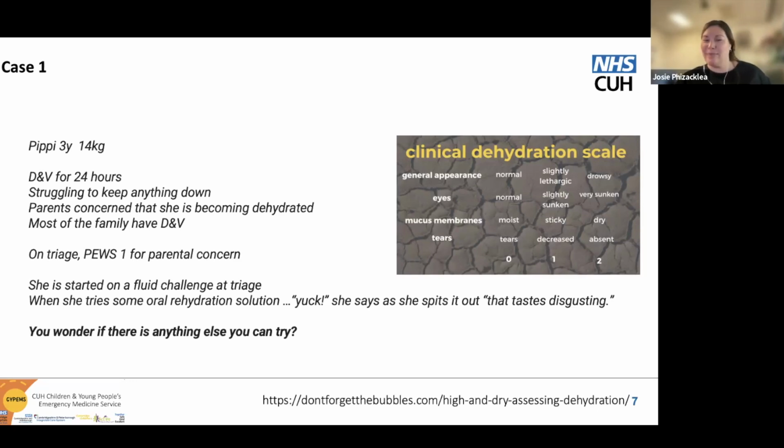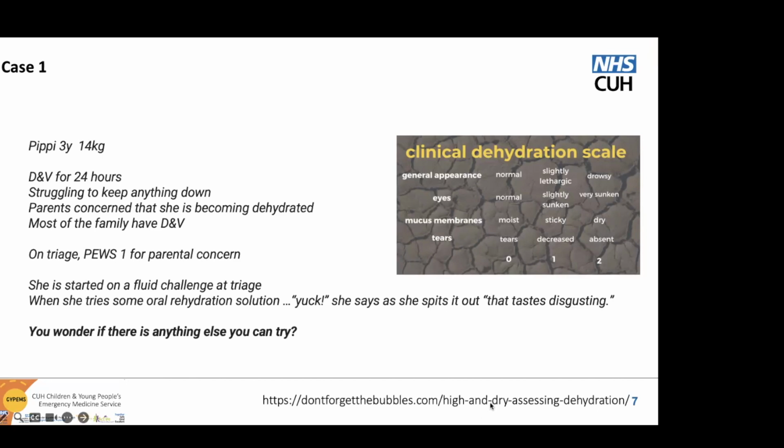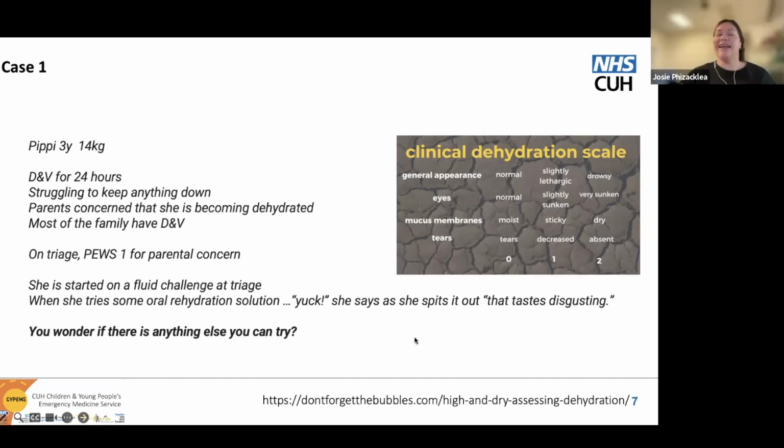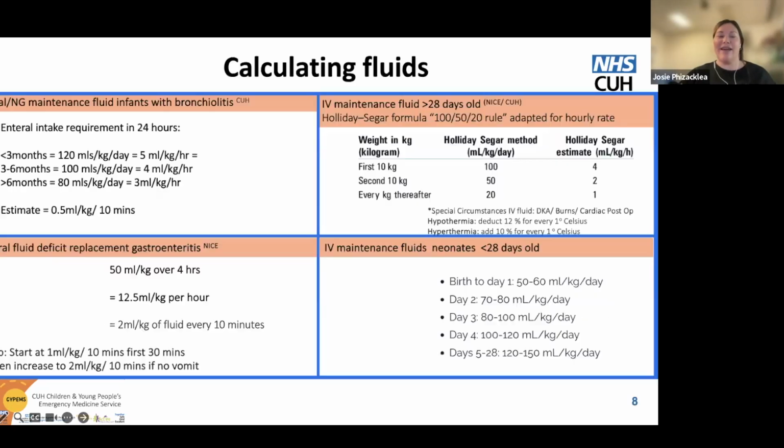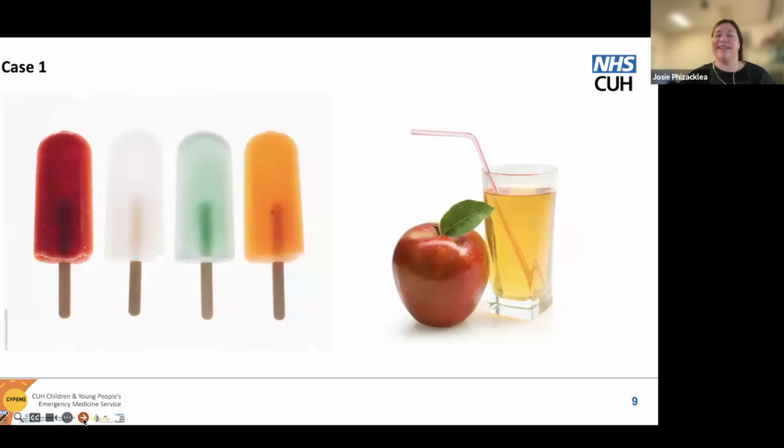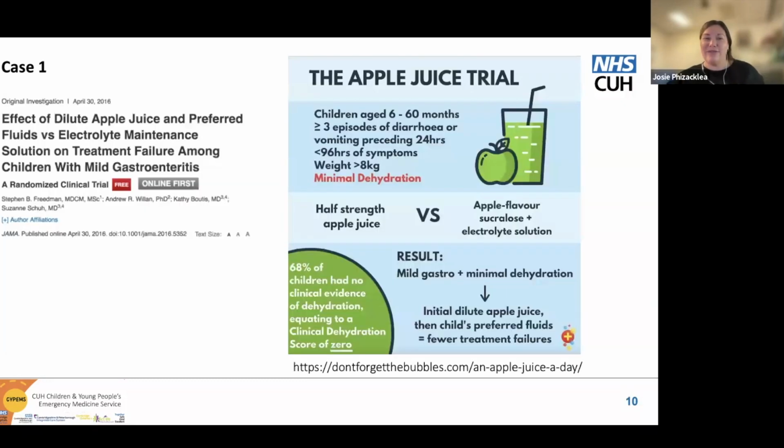She says, yuck, she spits it out, it tastes disgusting. Is there anything else you can try? Amy has put in the chat half apple juice, half water. Yeah, exactly. And I think it's important to emphasize that it is a diluted mix, half apple juice, half water, rather than pure apple juice. You've got ice lollies as well. Some EDs will have ice lollies, especially in the summer, to get fluid in. And there's quite good evidence for switching from Dioralyte, even as first line, just going straight for the half apple juice, half water combination.